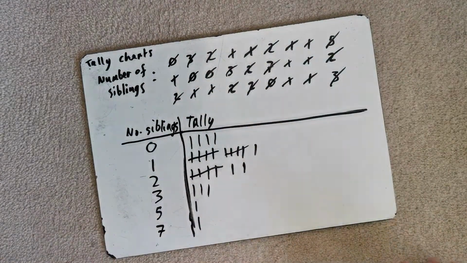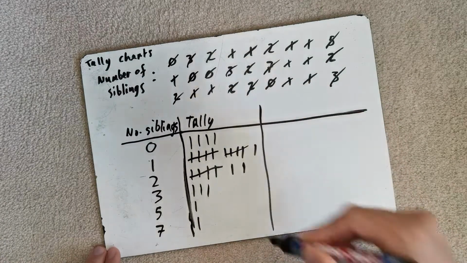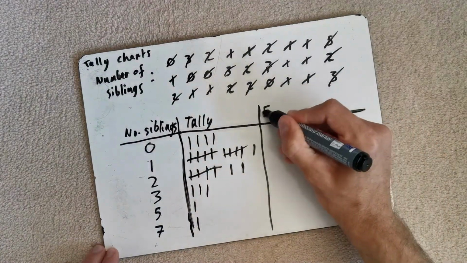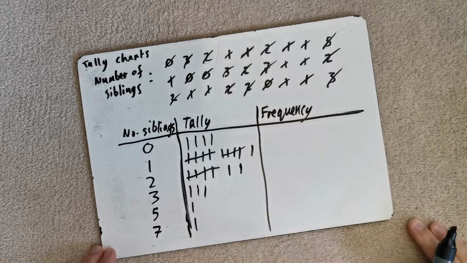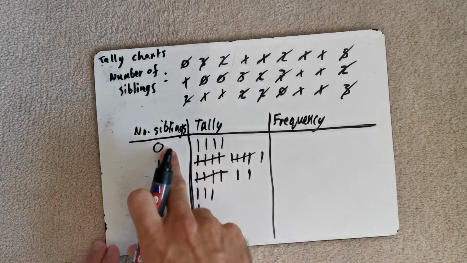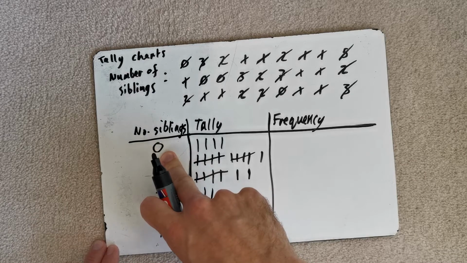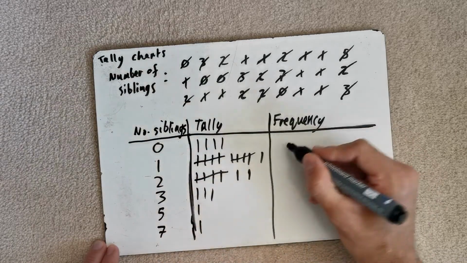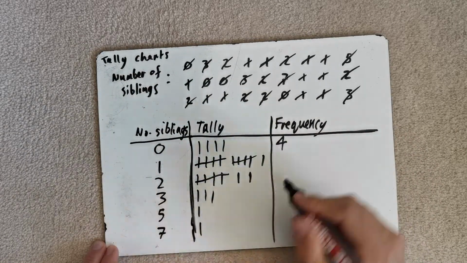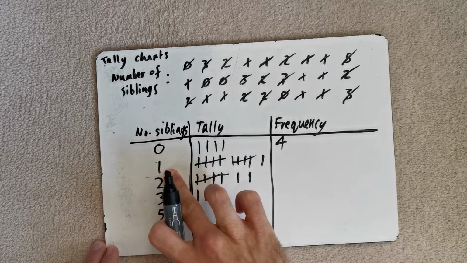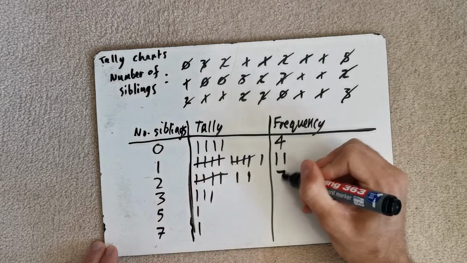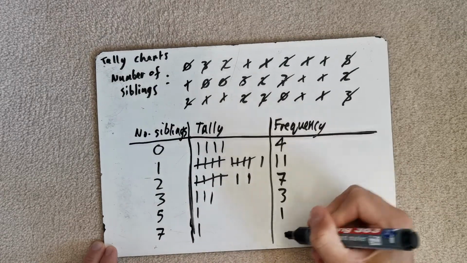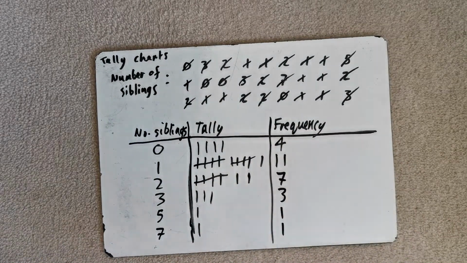Okay. Right, another thing that you very often see with a tally chart is something at the end that says frequency. Now, the word frequency just means how often something happens. So how often has it happened that we've had people with 0 siblings? That's happened 4 times. How many times has it happened that a person has 1 sibling? 11 times. Then we've got 7, 3, 1, and 1. Okay, and there's our finished tally chart. So that's tally charts done.